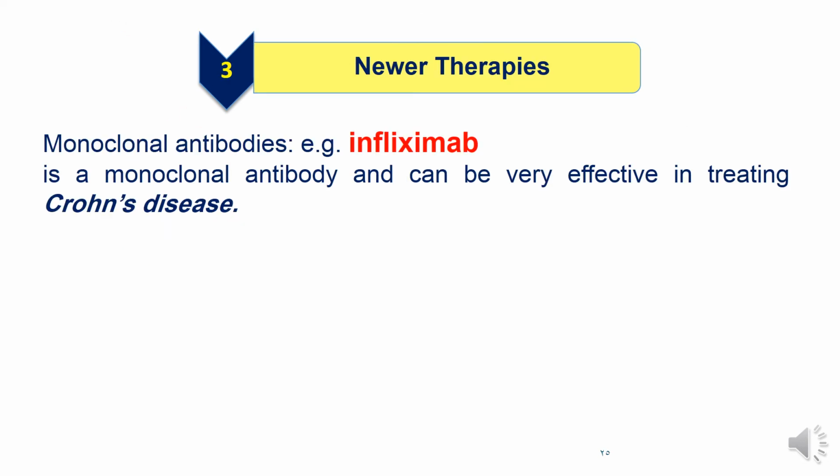The third class of drugs for treatment of IBS and IBD is the newer therapies. Newer therapies like monoclonal antibodies. An example of a monoclonal antibody is infliximab. Infliximab is a monoclonal antibody and it is very effective in treatment of Crohn's disease.